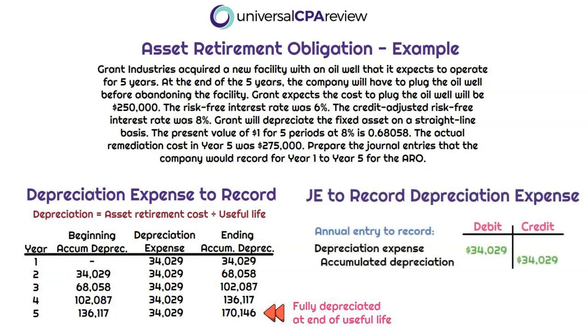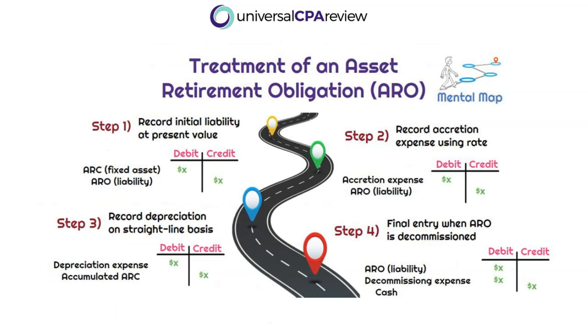So what's the annual journal entry to record, right? Because remember, under straight line, it's going to be the same amount every year, right? That's different than accretion, which varied each year. So the entry to record would be a credit to accumulated depreciation to increase accumulated depreciation. And then we also would debit depreciation expense, right? A debit just like any other expense. So that's the journal entry to record depreciation expense throughout the 5 years, or the useful life for this retirement obligation.